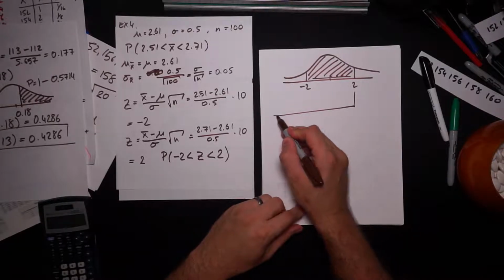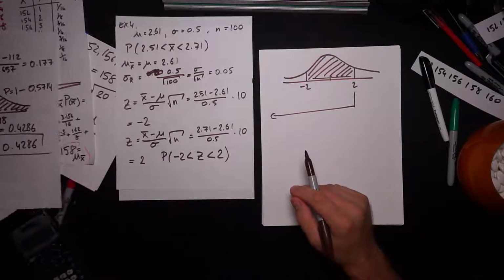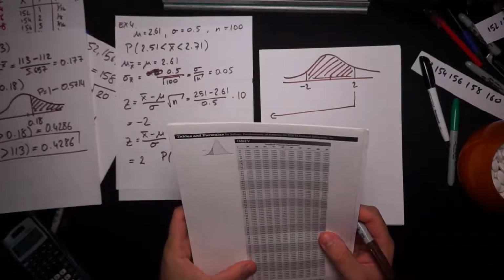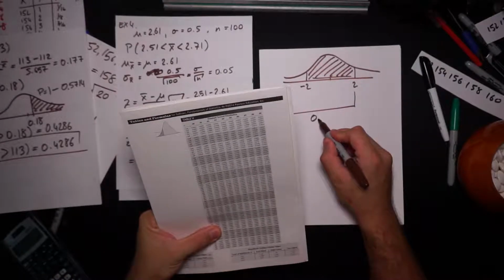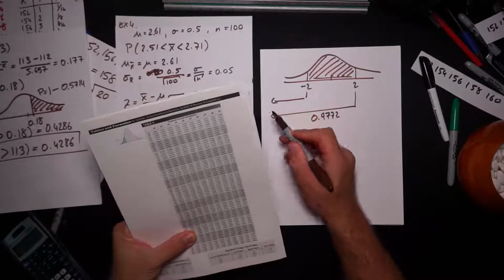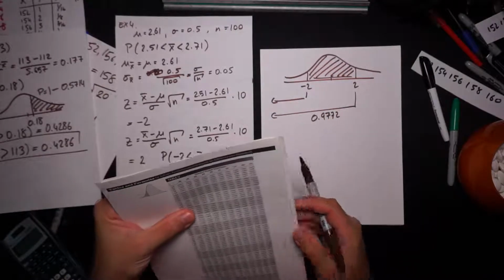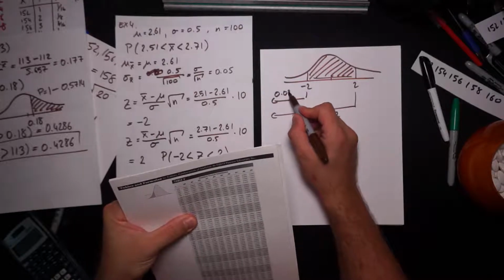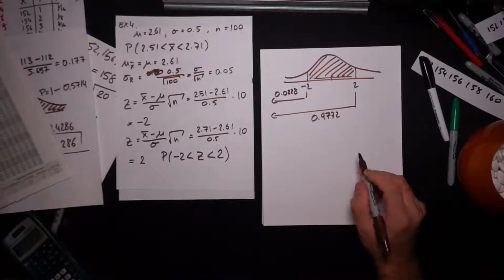All right, so let's find the probability for 2. Probability for 2 is 0.9772. Probability for negative 2, 0.0228.